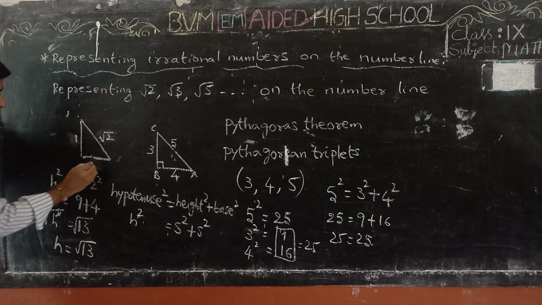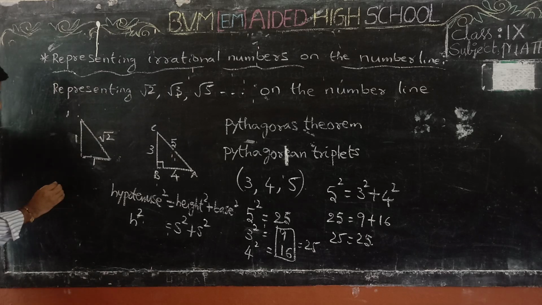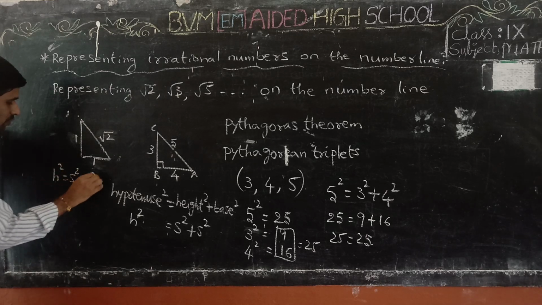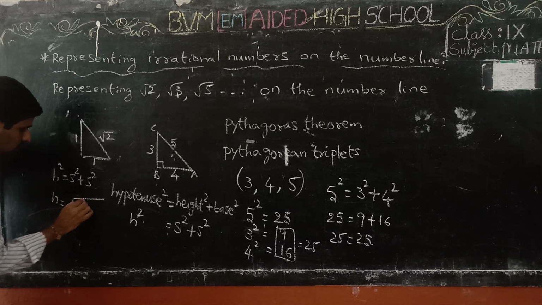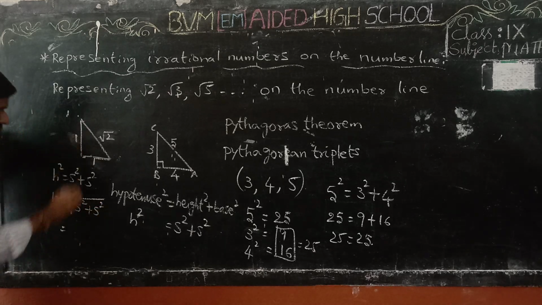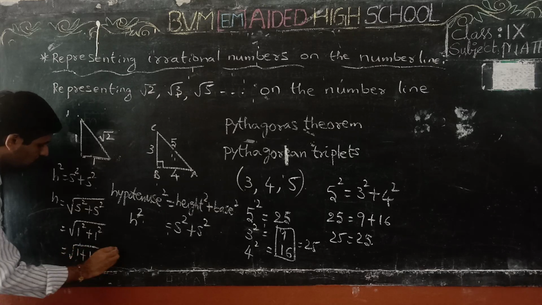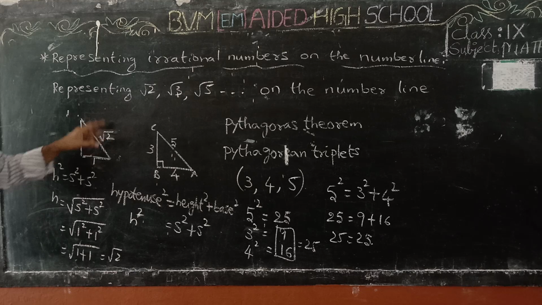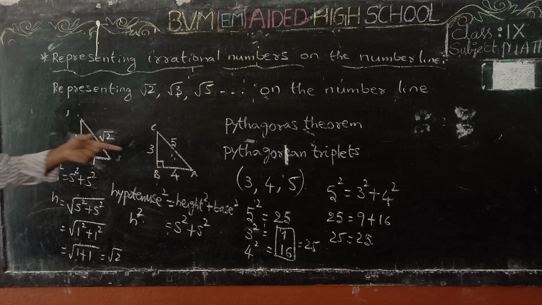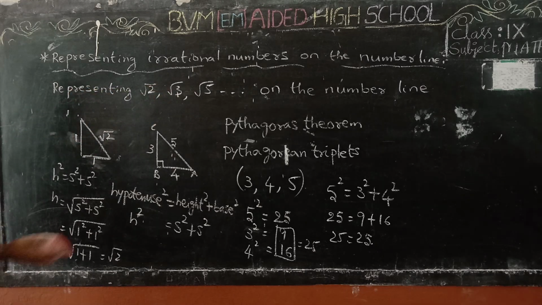So if it is 1, hypotenuse square equals side square plus side square. If you need to find the hypotenuse, apply the square root on both sides: square root of side square plus side square. That is, if it is 1 square plus 1 square, 1 plus 1, that is square root of 2. So first we need to find the remaining two sides to represent the hypotenuse. Using this Pythagoras theorem, Pythagorean triplets, we represent irrational numbers on the number line.